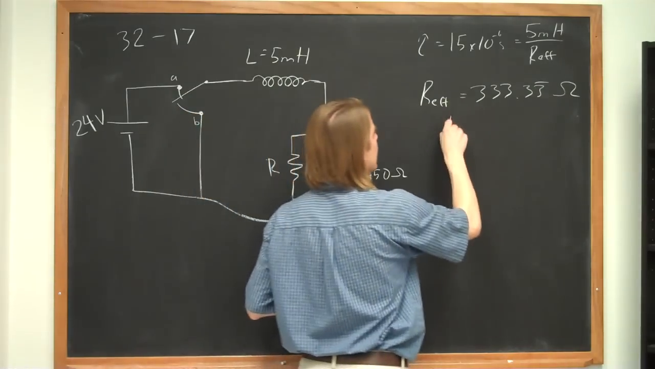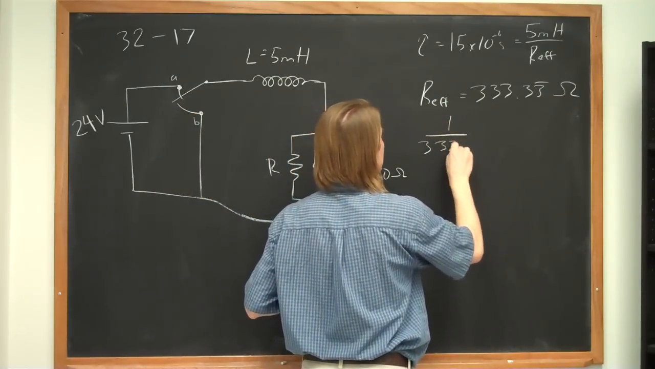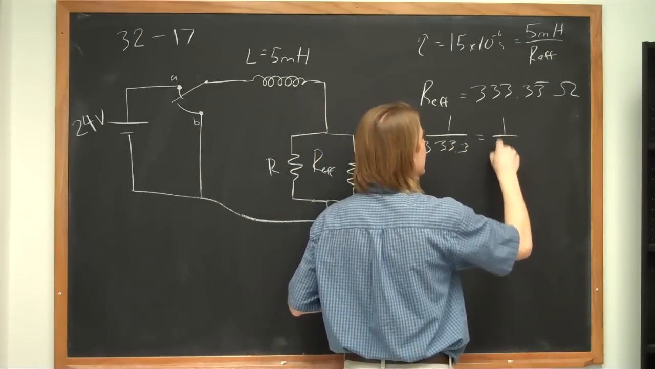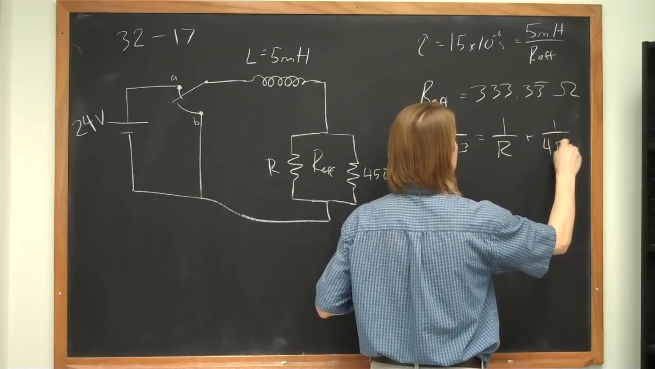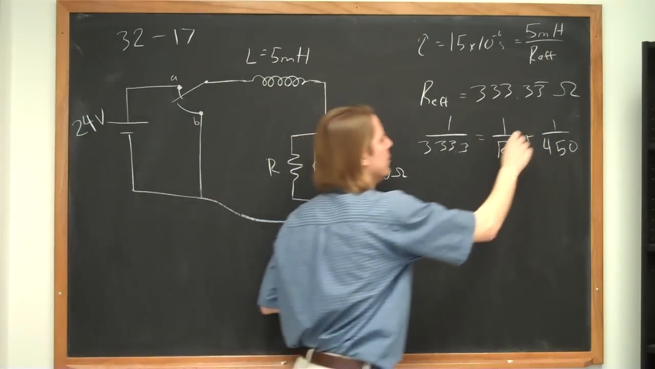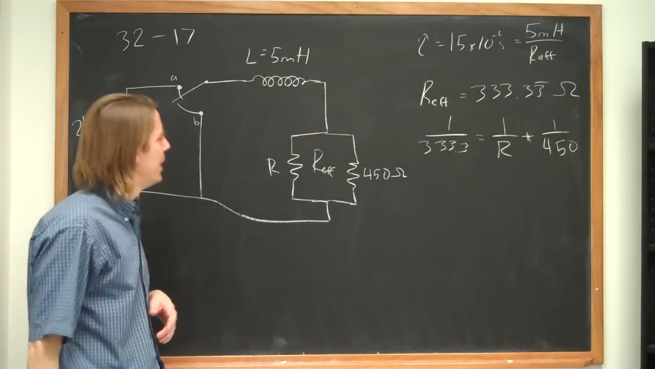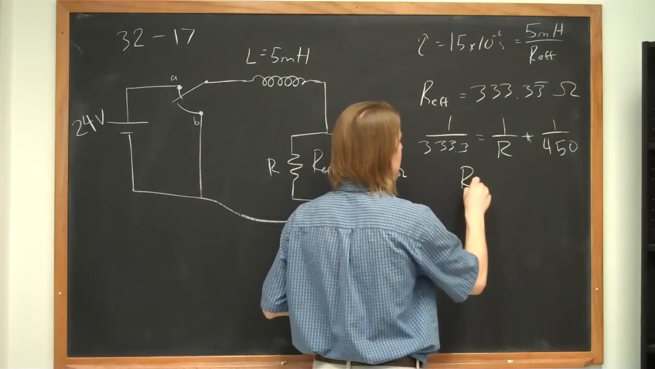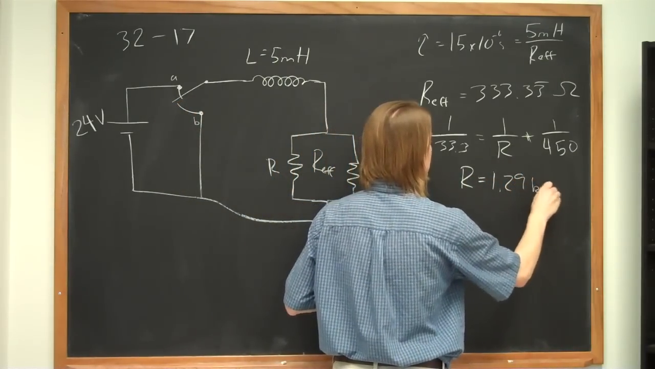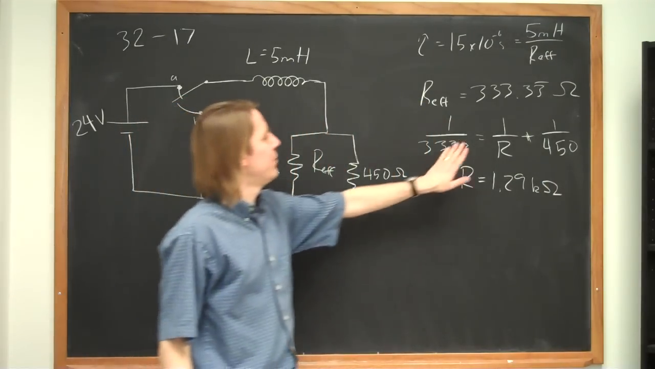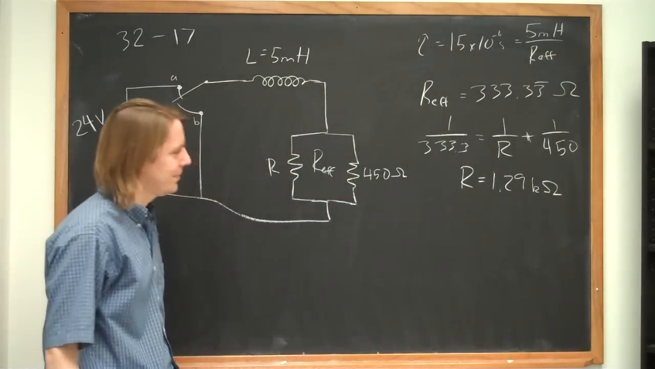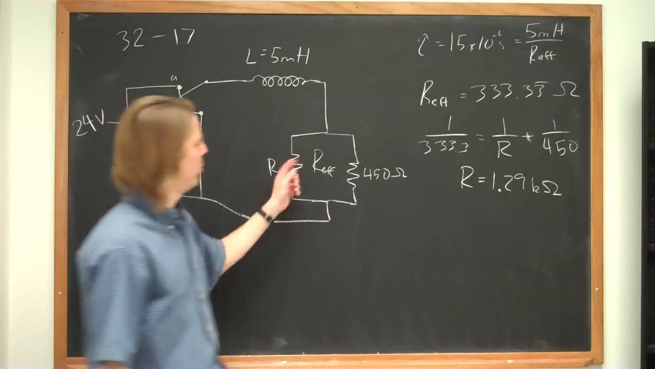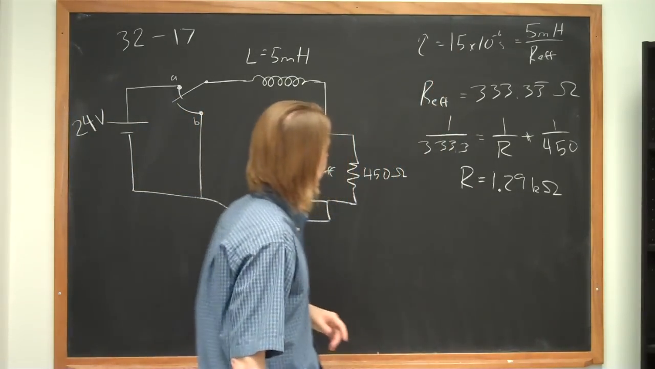So we just keep in mind the way you add resistors in parallel: 1 over the effective resistance is 1 over R we're looking for, plus 1 over 450, 2 that are in parallel. And then you just do the math on that, and you get 1.29 kilo ohms. If you cut this off and just make it 333, you get 1.28. But whatever, you get 1.29 kilo ohms for R. And that's the answer to part A. So the question was simply, what is R if this is 15 microseconds?